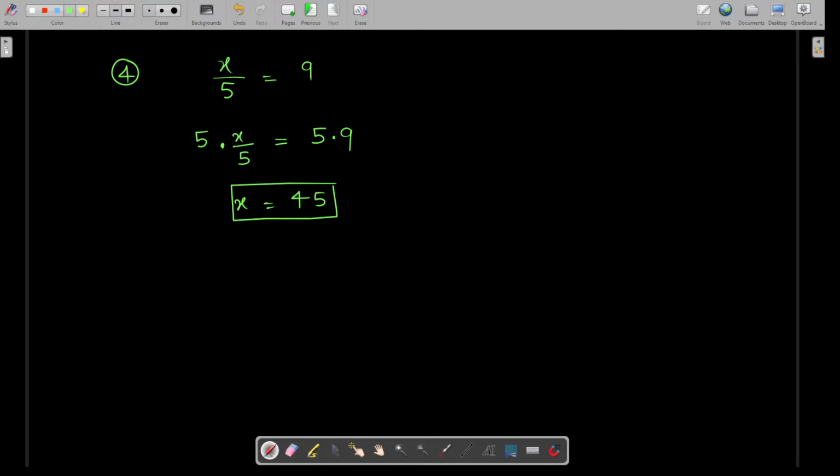So how can we cross-check now whether it's correct or not? To cross-check, we have to substitute or plug this value in the equation and see whether it satisfies it, which basically means whether it makes the statement true or not. Once we plug it in, we put 45 in place of x over 5. Is it equal to 9? We say 45 divided by 5 is indeed 9. That means 9 equals 9. Okay, so this is how we're going to do it.